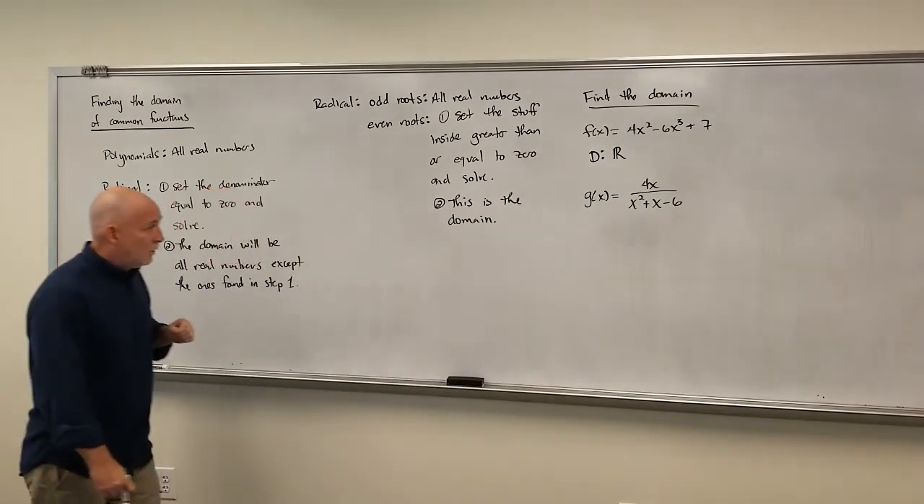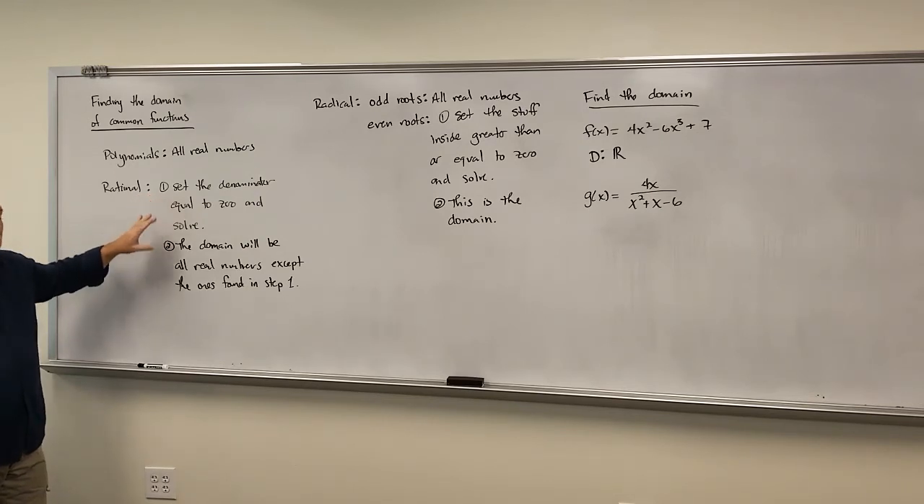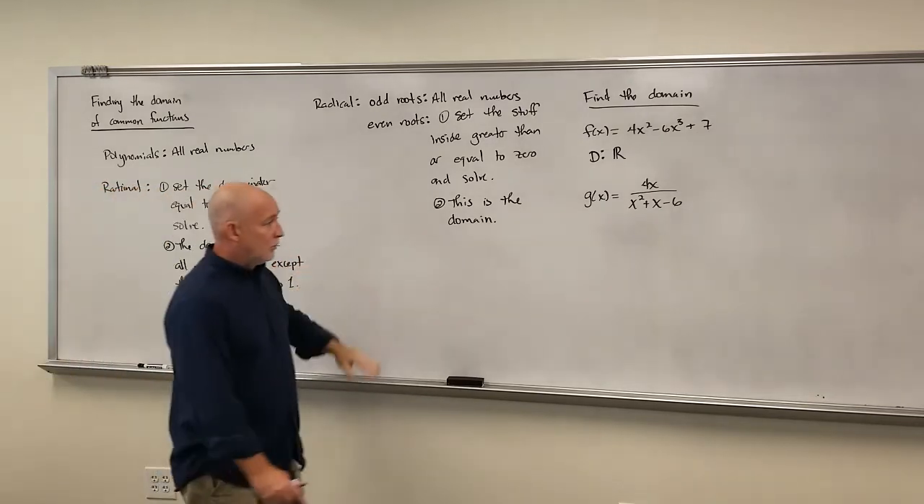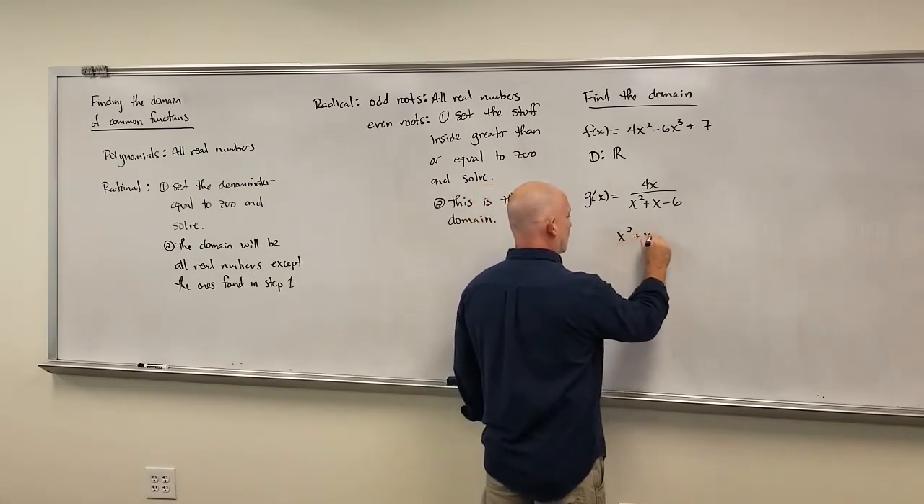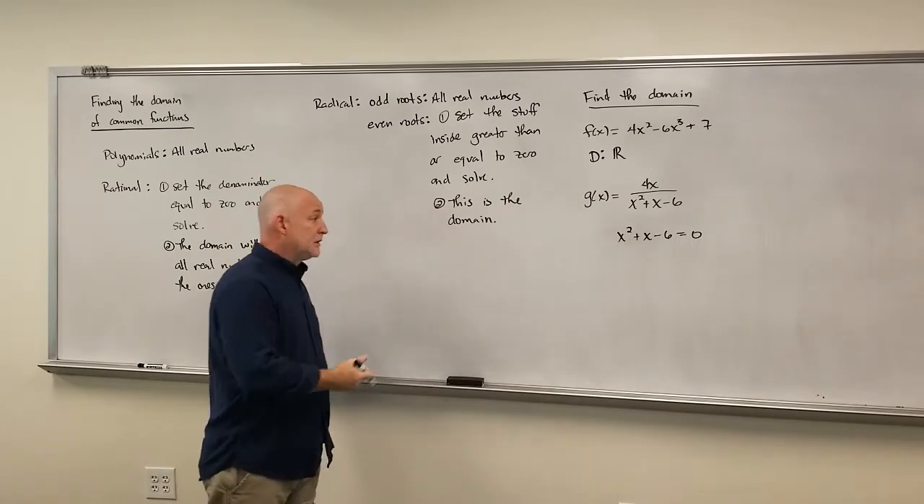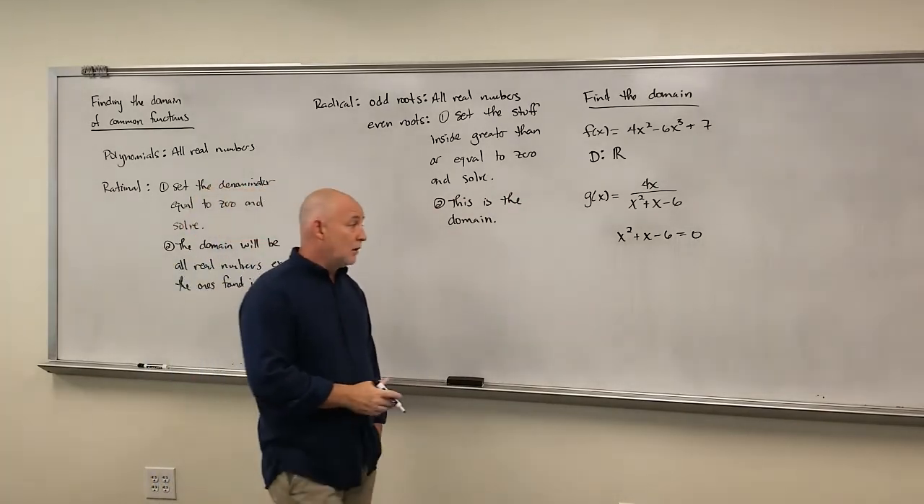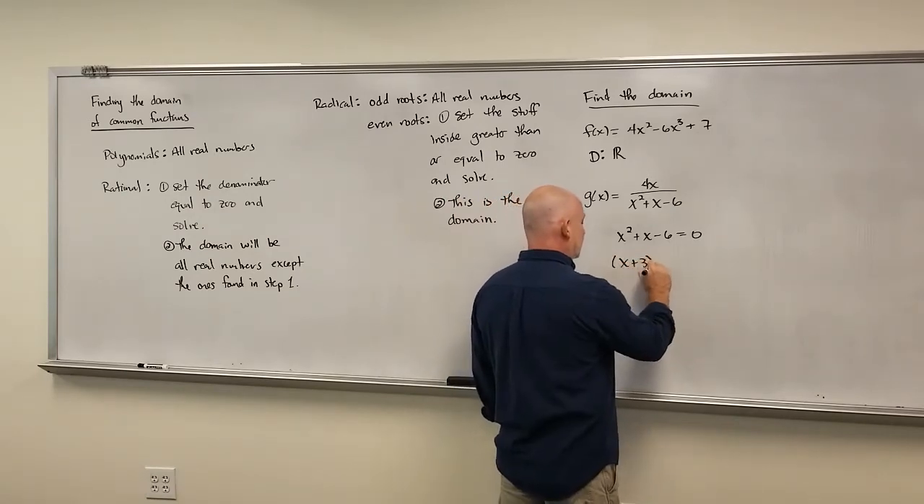So following our steps, we want to set that denominator equal to 0 and solve. Notice we don't care about the numerator. We only care about what's going on the bottom because we're not allowed to have a 0 on the bottom. We set that equal to 0 and solve. In this case, this is a quadratic equation we have to solve. Following all of our steps and kind of skipping a bunch, this will actually factor pretty quick.